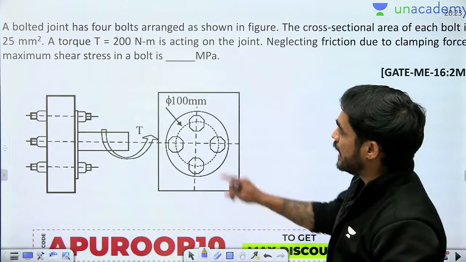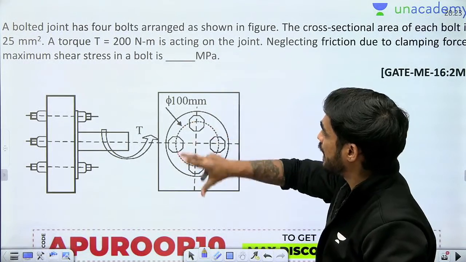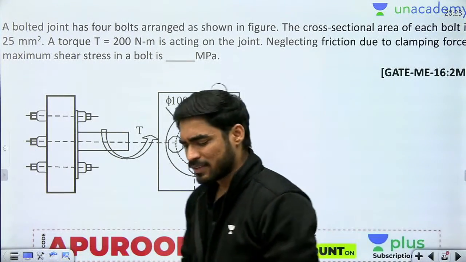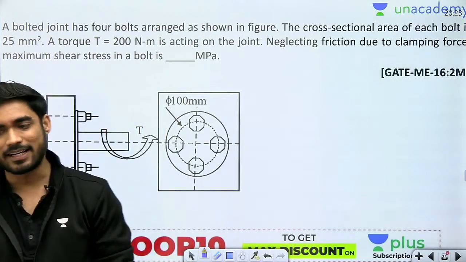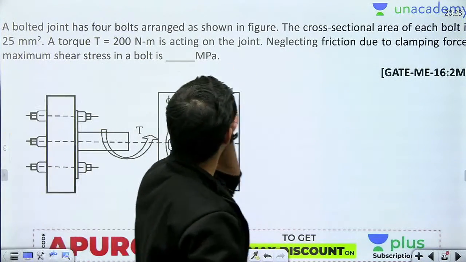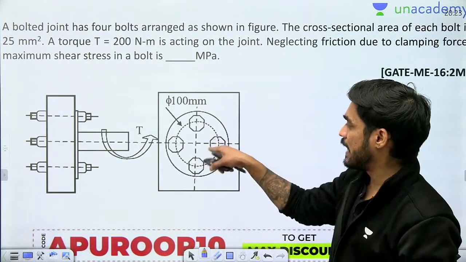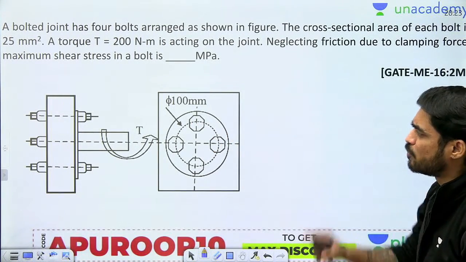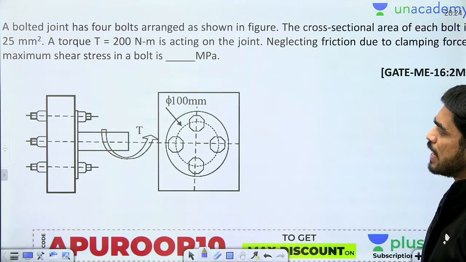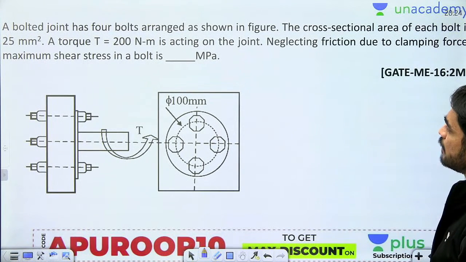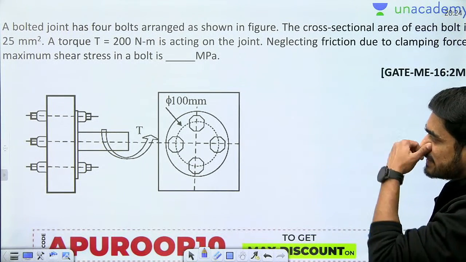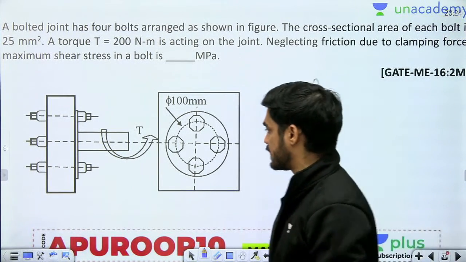A bolted joint has 4 bolts arranged as shown in figure. Bolted joint का question है, but don't worry बेटा. It will be just solved just like riveted joint. Okay. So a bolted joint has 4 bolts arranged as shown in figure. Cross sectional area of each bolt is 25 mm square. Torque is 200 Newton meter. Neglecting friction due to clamping force, maximum shear stress in bolt is.